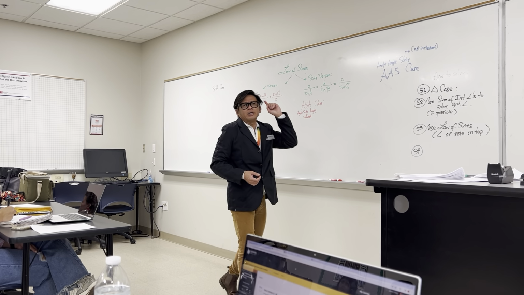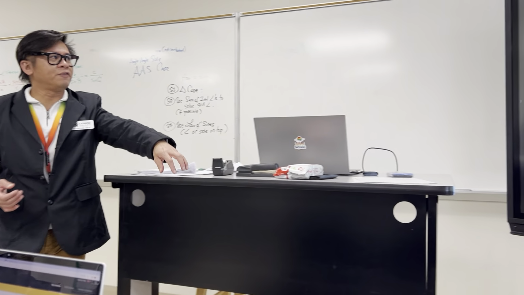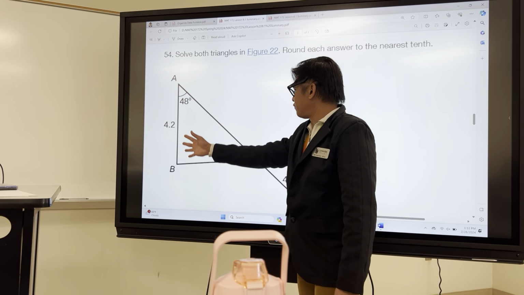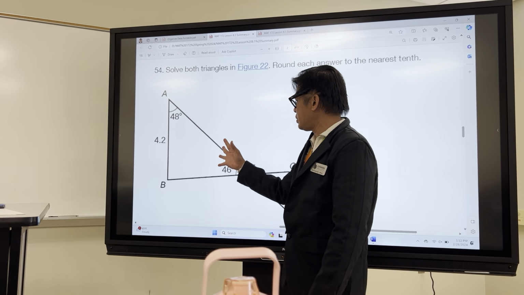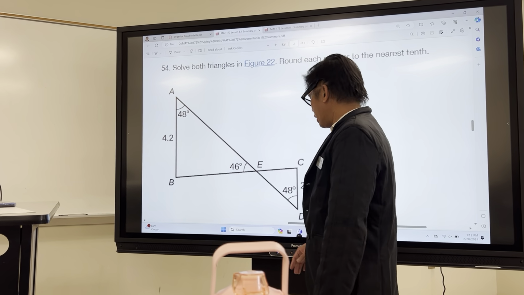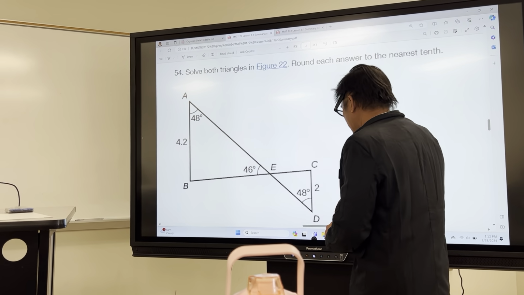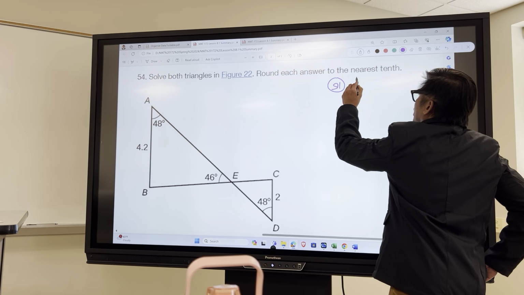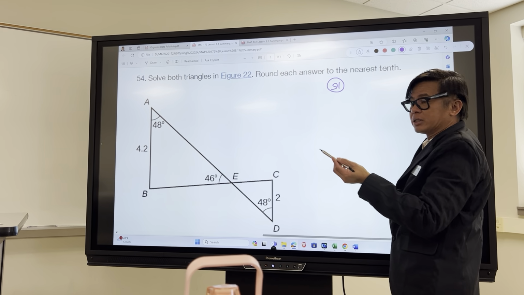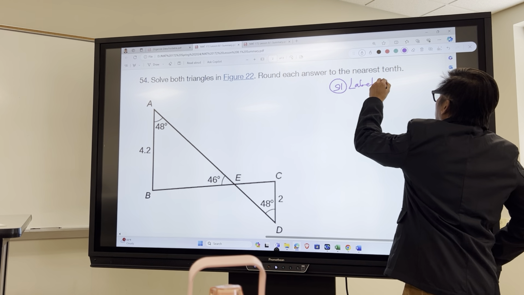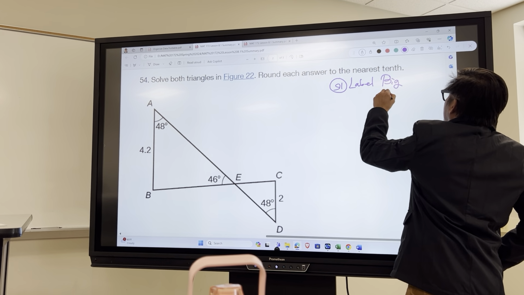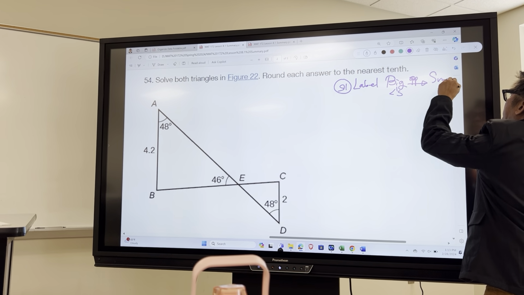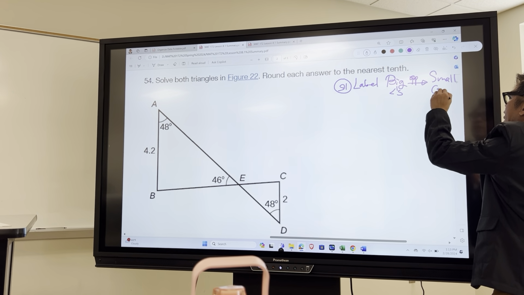Now, let's see this particular problem, number 54, and how we solve it. So let's first try to solve triangle ABE. What do you think is our first step? Step 1 to solve: put in labels. Big letters for angles, and opposite them, small letters will represent sides. Very good, Kendall.